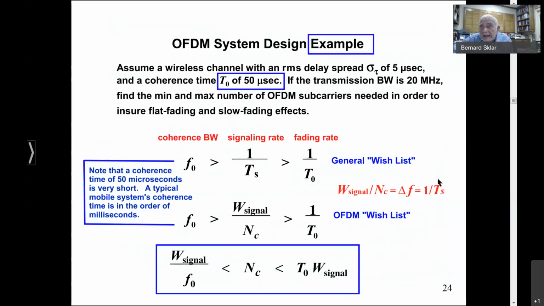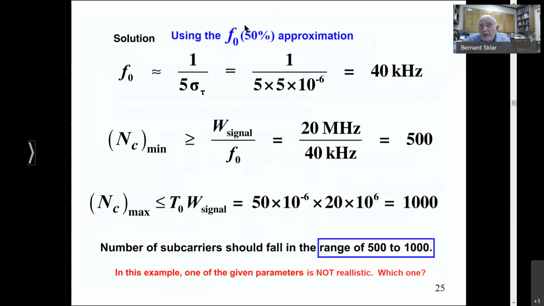Let's in fact take a look at what happens when I solve this problem. I'm using the coherence bandwidth that was given to you with this 50% approximation indication, for which we developed this relationship last week: 1 divided by 5 times sigma sub tau. That gives us a coherence bandwidth of 40 kilohertz. If I want N sub C, the minimum is 500 subcarriers; to make this right hand inequality figure N sub C max, it's 1,000. So the range is 500 to 1,000.